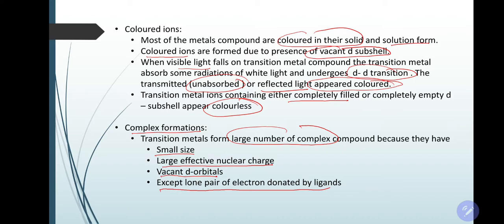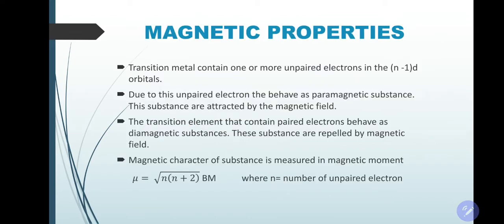Clear? Okay, now let us learn some of the magnetic properties of d block elements. Transition metals or d block elements consist of more than one unpaired electron due to (n-1)d orbitals. Due to these unpaired electrons, they behave as paramagnetic substances, because electrons which are paired show diamagnetic properties, and those which have unpaired electrons show paramagnetic properties.